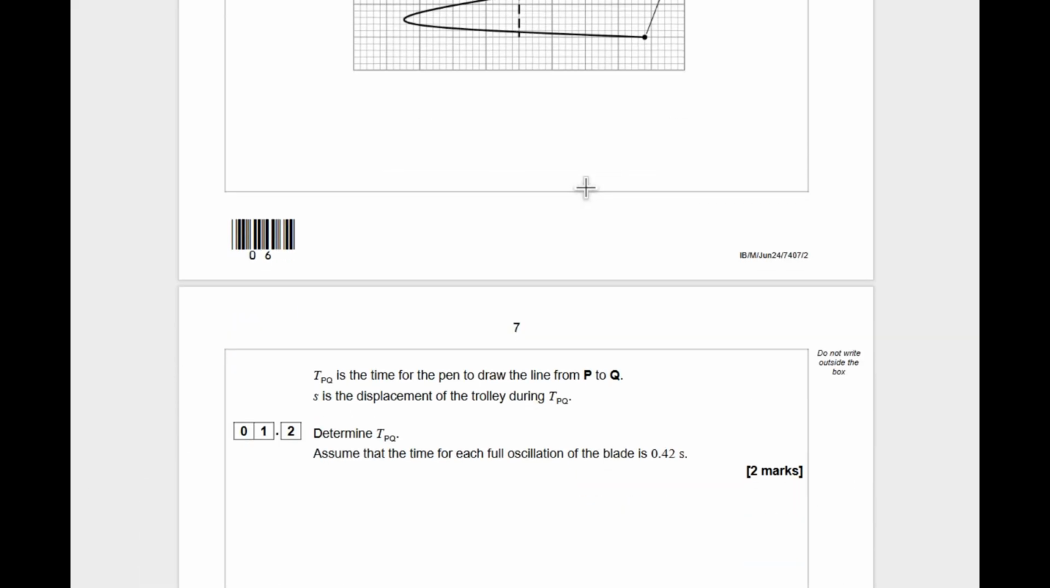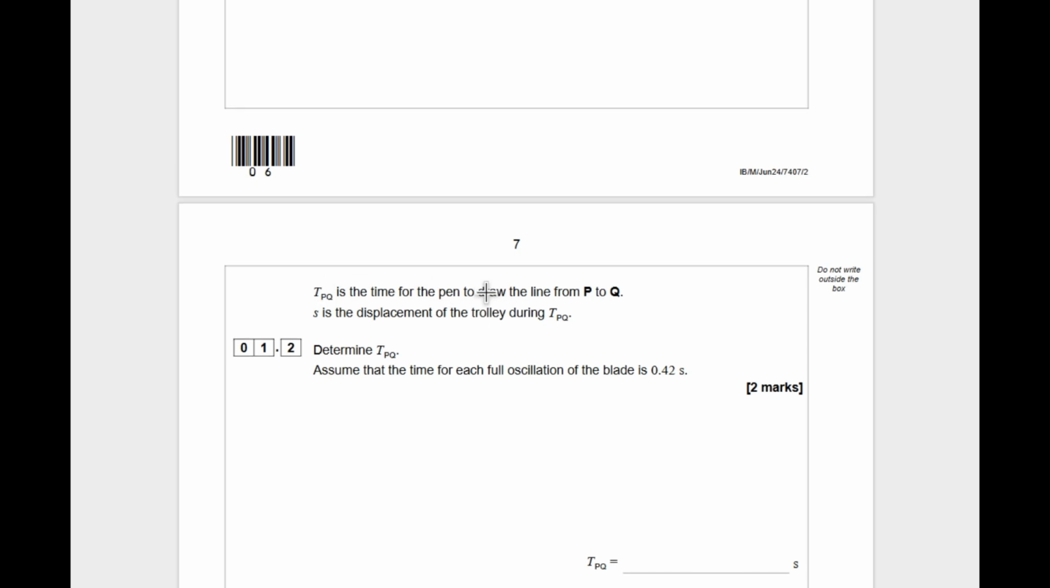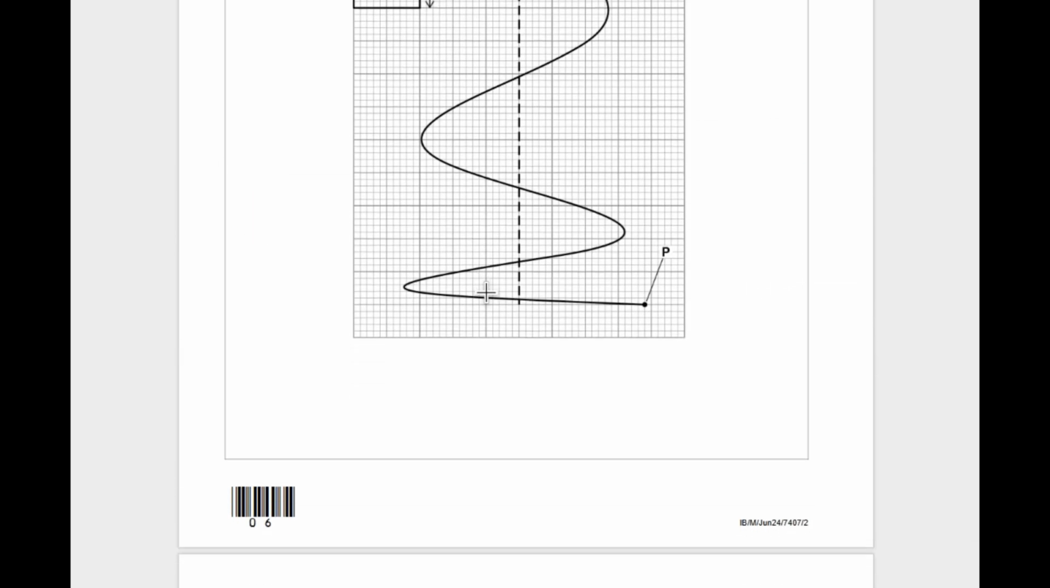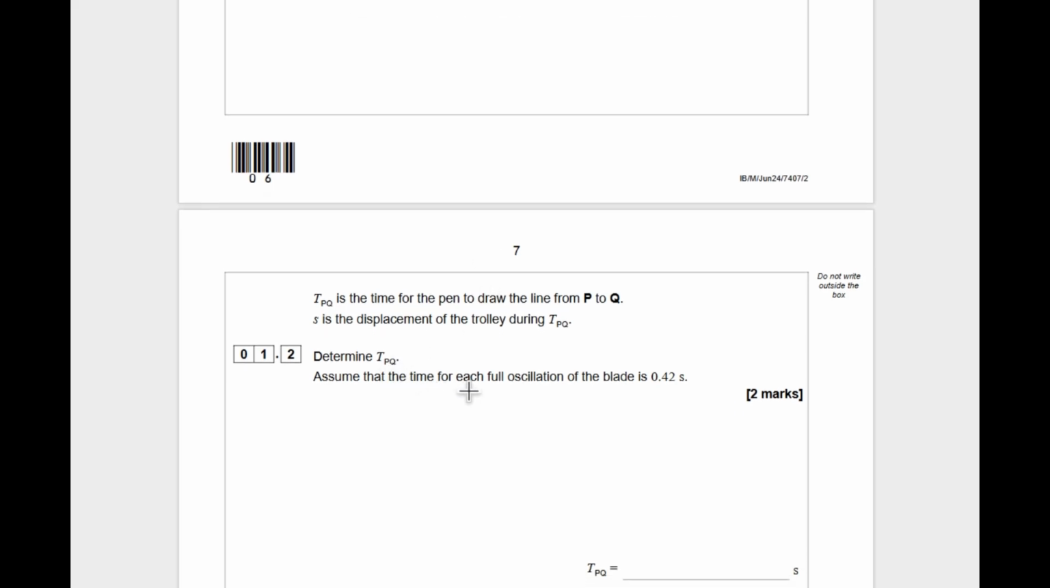TPQ is the time for the pen to draw the line from P to Q. S is the displacement of the trolley during TPQ. So if you can work out S and if you can work out t, you could probably work out the velocity at the end. And obviously u is 0, so it started from rest. Determine TPQ. Assume that the time for each full oscillation of the blade is 0.42.